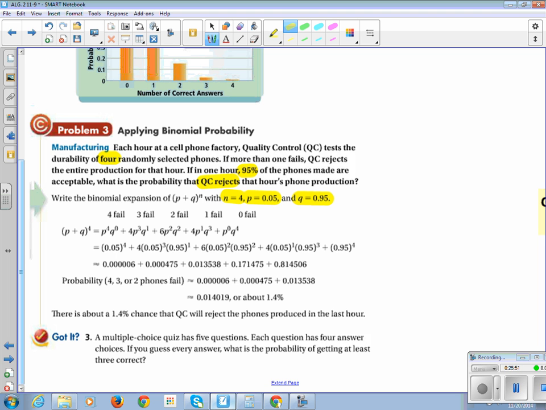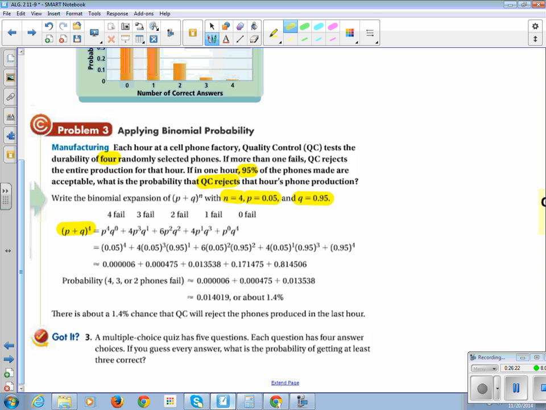So if we use our expansion to expand this out, we get p to the 4th q to the 0 plus 4 times p to the 3rd q to the 1 plus 6 times p squared q squared plus 4 times p to the 1 q cubed plus p to the 0 q to the 4th. So all we're going to do is plug those numbers in, chug it away on our calculator, and then add our probabilities together.